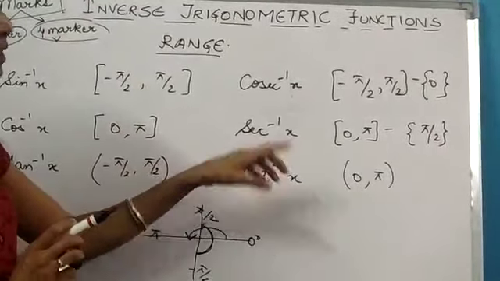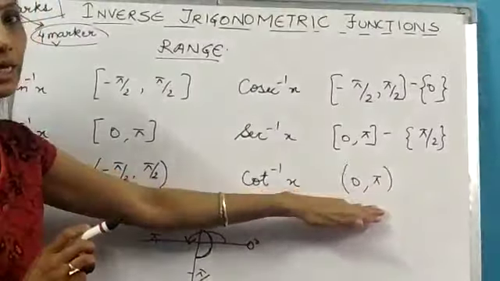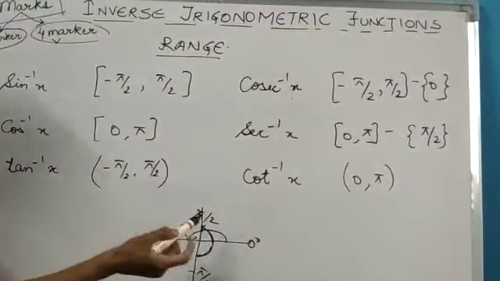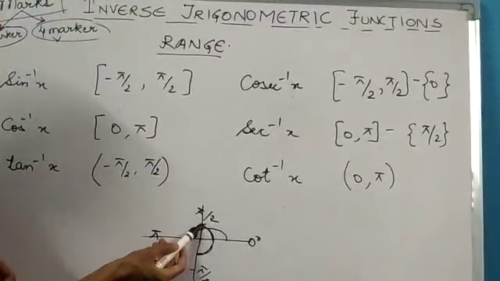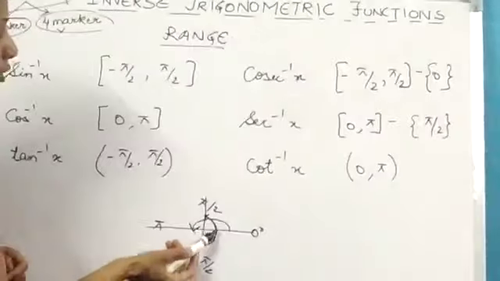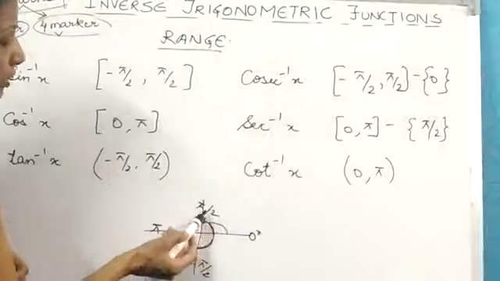cot inverse x, but here you have to remember because it has a different value. So everywhere you are moving from minus pi by 2 to pi by 2 and 0 to pi, minus pi by 2 to pi by 2 and 0 to pi.